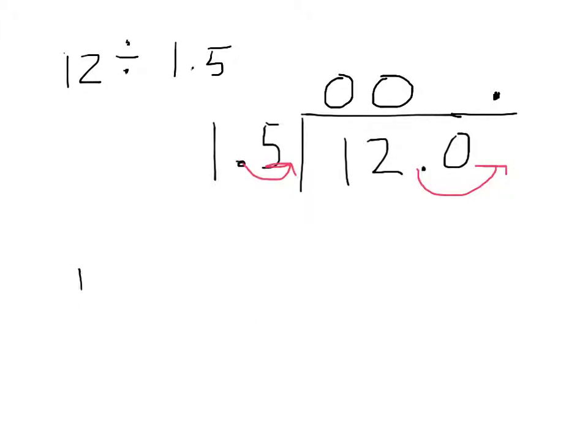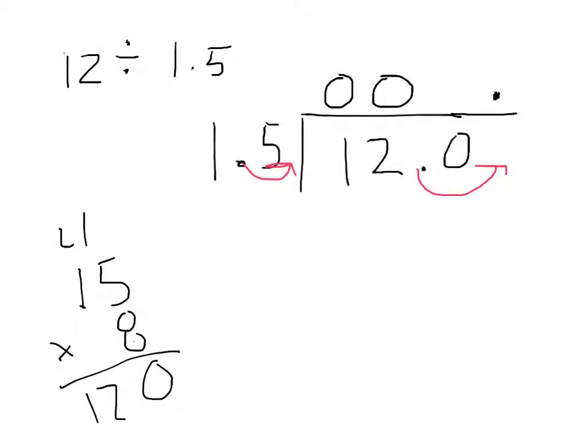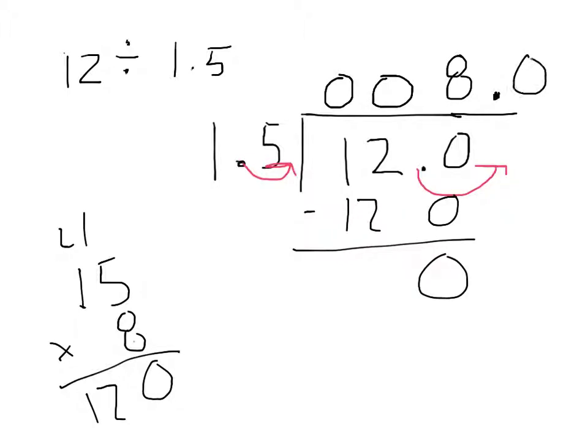So we can do 15 times 8. 5 times 8 is 40. 0, add my 4. 8 times 1 is 8, plus 4 is 12, 120. And it works out evenly. Didn't do that on purpose, but it worked. Okay, so 120, 0, and 8.0. So my solution is 8. My quotient is 8. Okay?